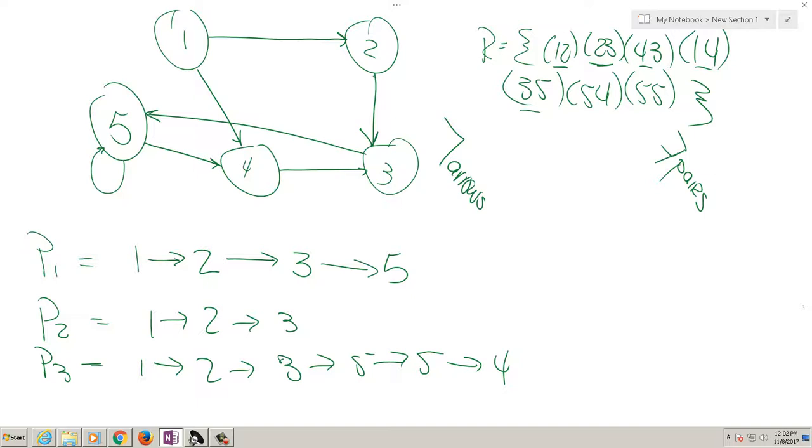Because for this one, there would be another path, a separate and distinct path, 1 to 2 to 3 to 5 to 5 to 5 to 5 to 5 to 4. Or 1 to 2 to 3 to 5 to 5 to 5 to 5 to 5. So it doesn't matter if it repeats, as long as, right, it is defined as a finite sequence of nodes. It has to have some beginning, and it has to have some end.